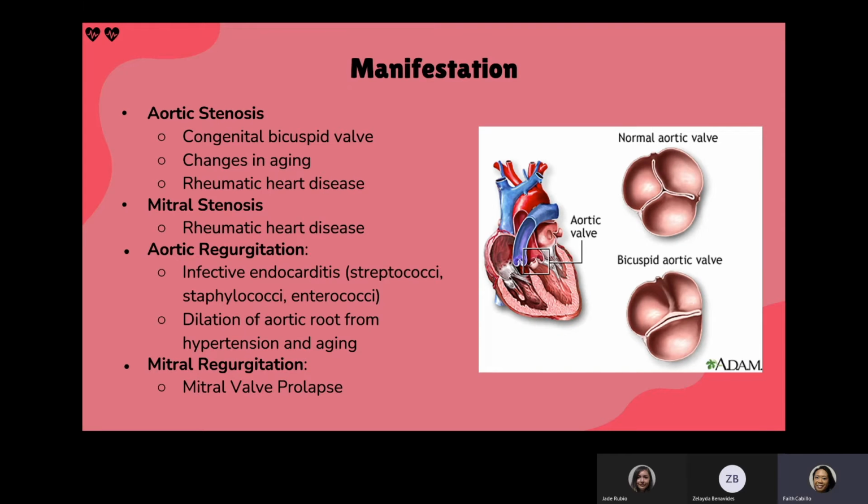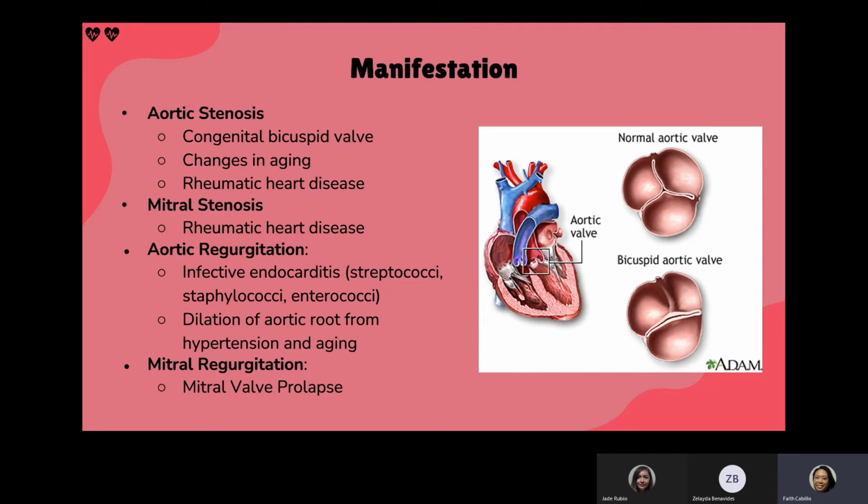To go into more detail, the most common manifestation of aortic stenosis is a congenital bicuspid valve. The picture to the right is a visual of what it may look like. A person can either be born with it, or over time the valve fuses together. In a normal aortic valve, there are supposed to be 3 flaps, and instead, the bicuspid aortic valve has only 2 flaps. The cause can be getting older, or having rheumatic heart disease can cause aortic stenosis.